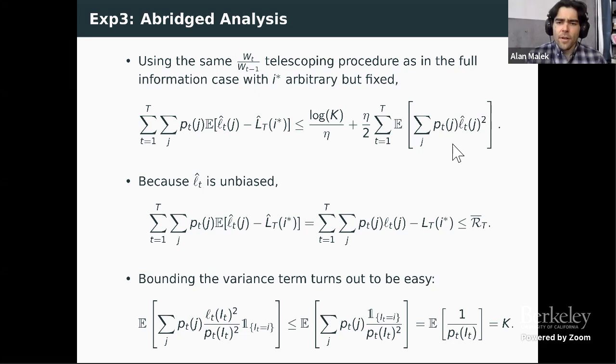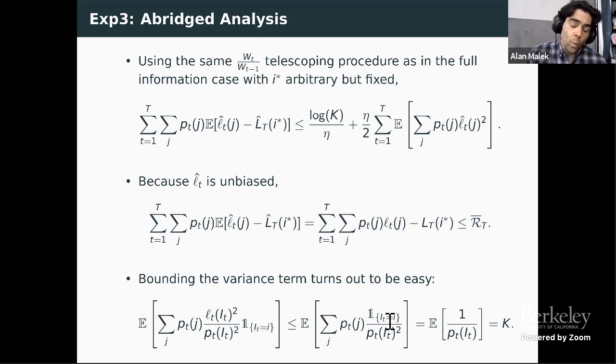And the other thing we have to do is to bound this variance term. And the variance term is, surprisingly, easy to get control over, and we can just do this by direct calculation. If you plug in what the actual form of L_t hat is, you get the expectation, with respect to this random I_t that you chose, of the sum over j of P_j of L_t squared over P_t of I_t squared times the indicator function. Well, that we can upper bound by saying the losses are bounded. So this L_t squared is just upper bounded by one squared.